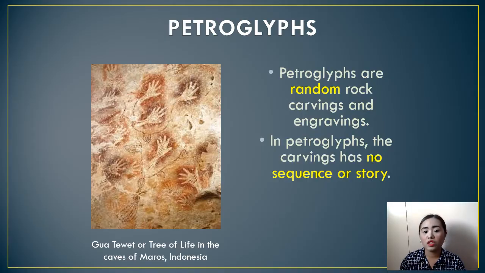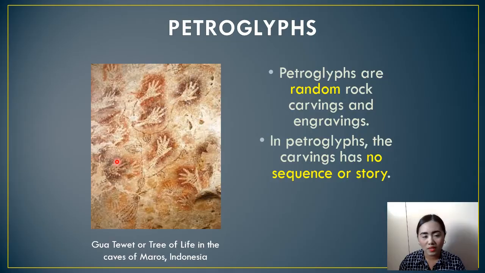It is not necessary that you look at the petroglyph from left to right or from right to left or from top to bottom and vice versa because there is no sequence or story. Now, if you would look at this example, it is entitled Kuwatuweb or Tree of Life, which was excavated from the caves of Maros in Indonesia. What can you see? What is the subject of the petroglyphs? The subject are handprints, handprints of human beings.